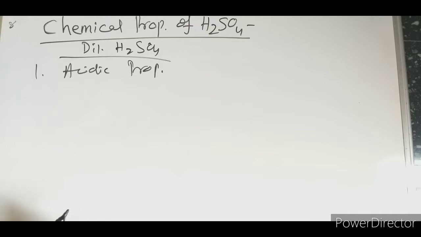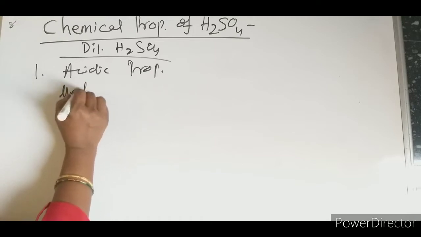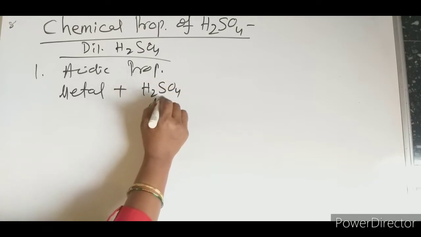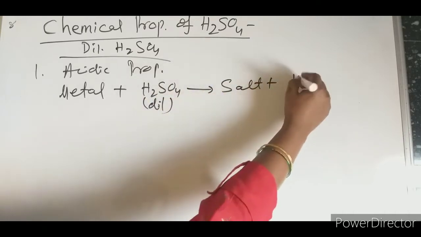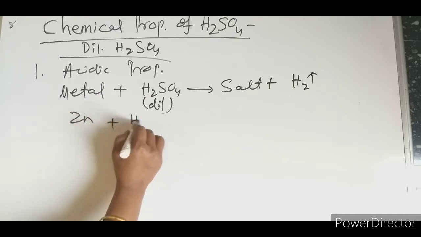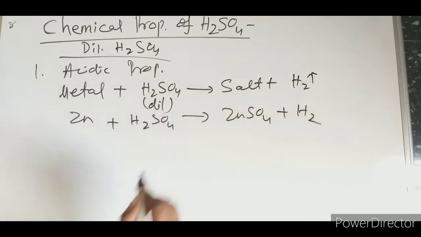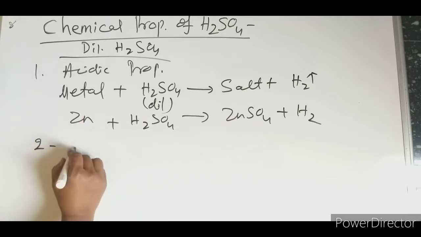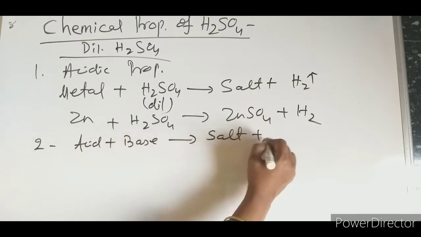Under acidic property, what comes? Here we will take metal plus dilute H2SO4; here we have to mention dilute. So it will give salt plus hydrogen. Let it be zinc plus H2SO4 gives rise to ZnSO4 plus hydrogen. Yes, balanced.